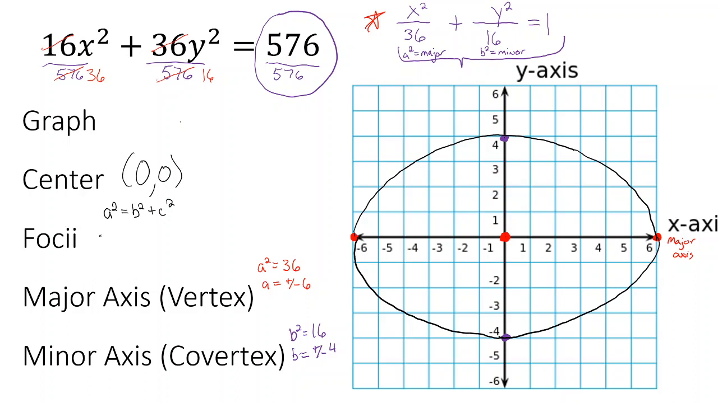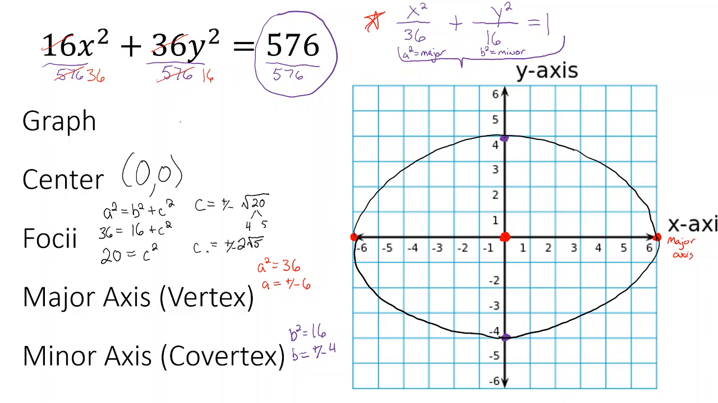So our a squared value is 36, and our b squared value is 16. So if I take 36 and subtract 16, I'm going to get 20 equals c squared. So c equals plus or minus the square root of 20, which, if we were to rationalize this, is the square root of 4 times 5, so it's actually plus or minus 2 root 5.